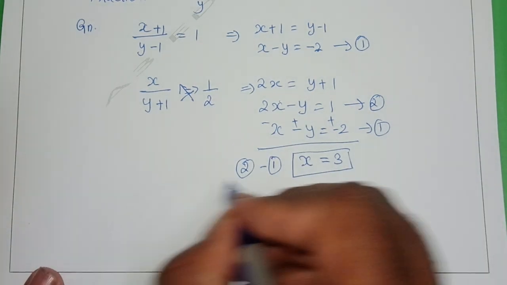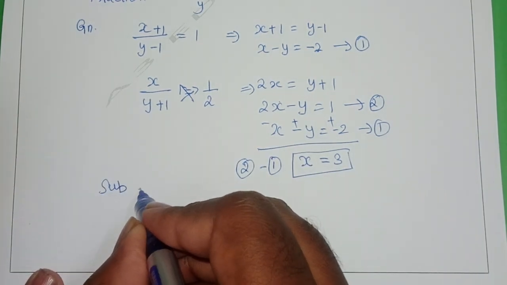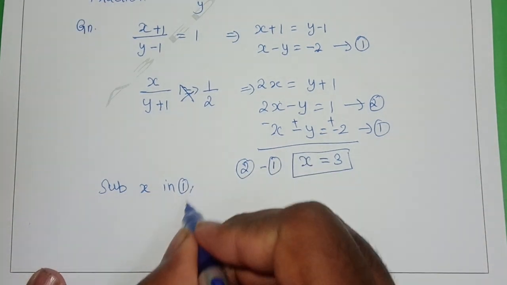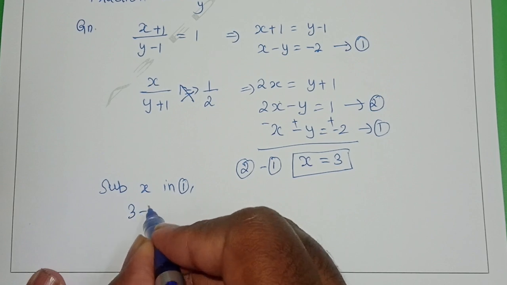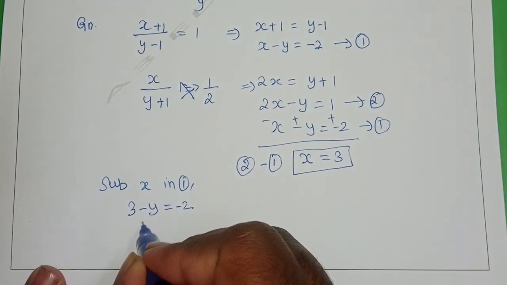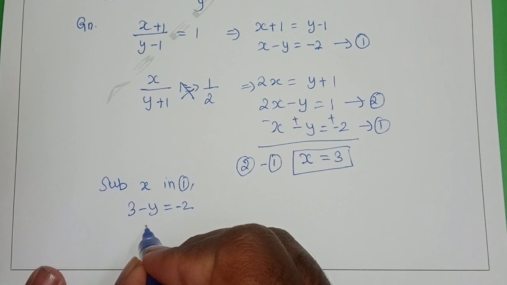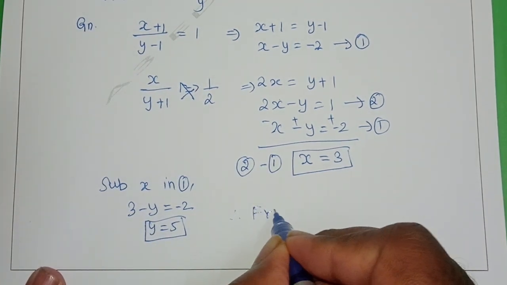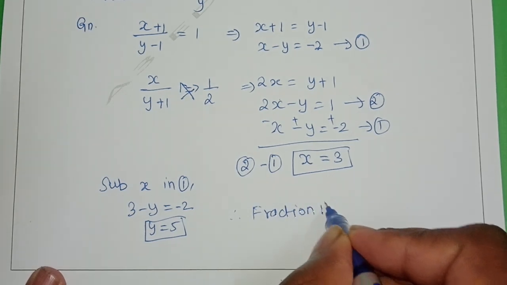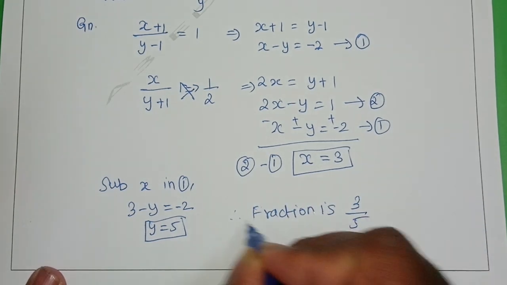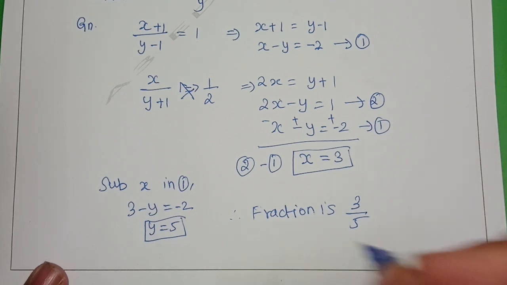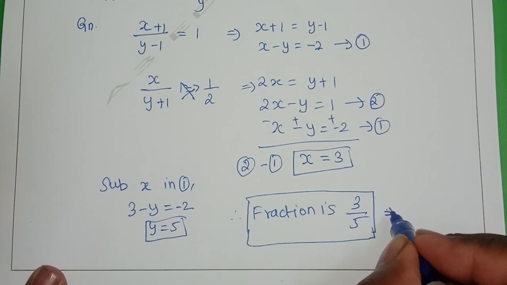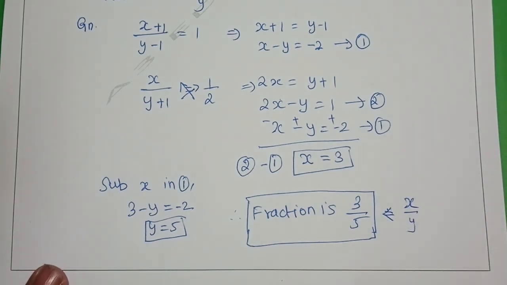When we substitute x in any one of the equations, I will substitute in 1. While substituting, we get 3 minus y equal to minus 2. Therefore, minus 2 comes to this side. 3 plus 2, 5. y equal to 5. Therefore, the fraction is 3 by 5. This was the question asked in our first subdivision, which is x by y. Okay, the answer is 3 by 5.